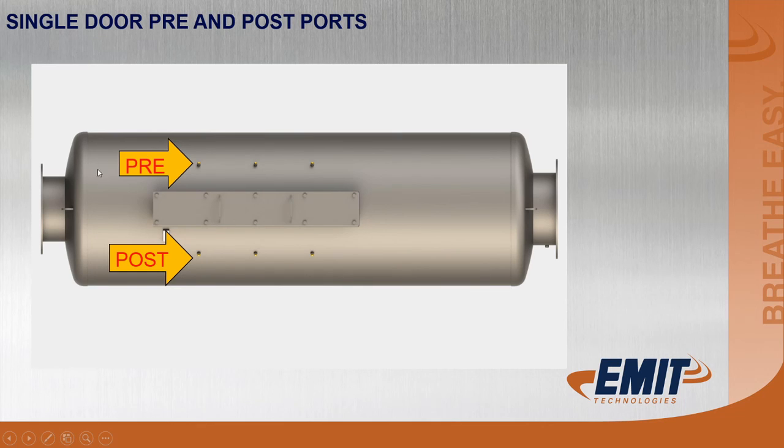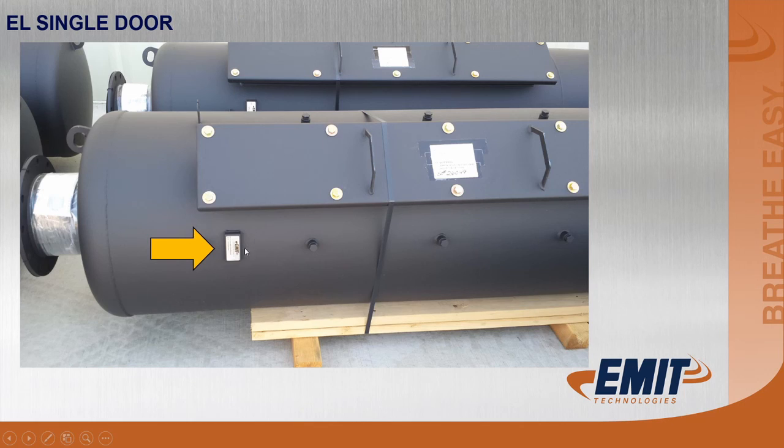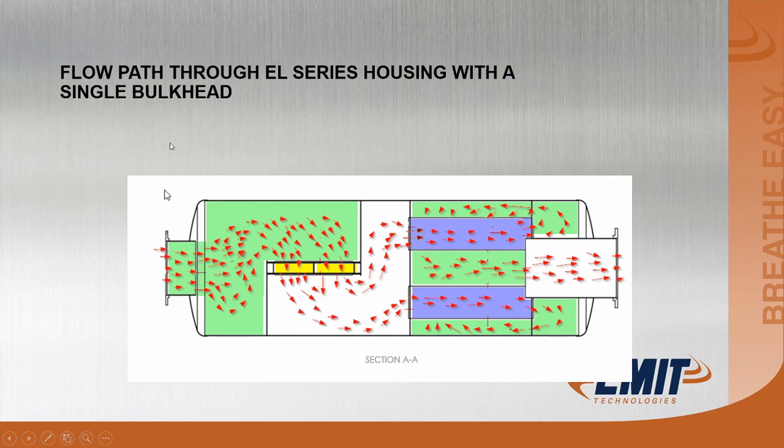If you have a single door, you're going to be pre on the top and post on the bottom. That's if the inlet is to your left. There are some that are tipped over the other way, so you always want to look at the data tag right here, and it's going to tell you the flow path. This data tag on a single door will be on the downstream side of the catalyst element. Again, the flow path through a single door EL.